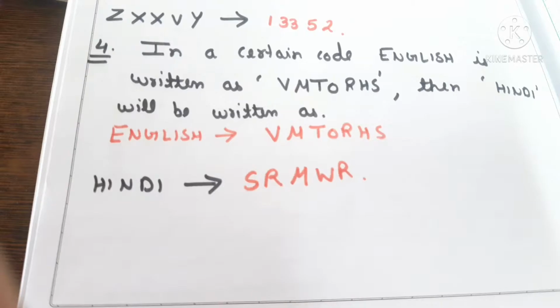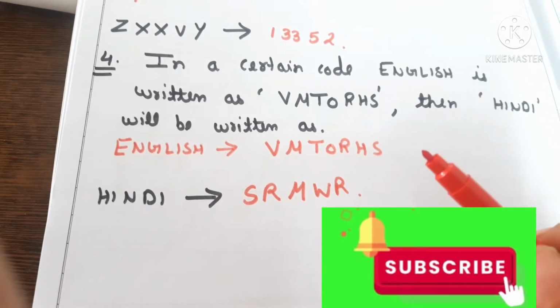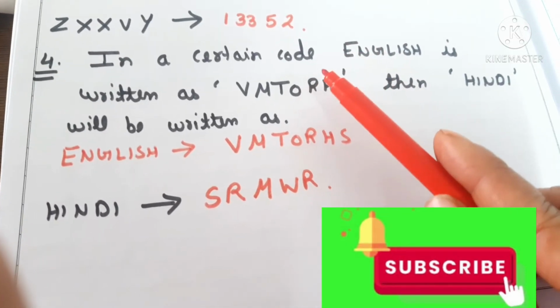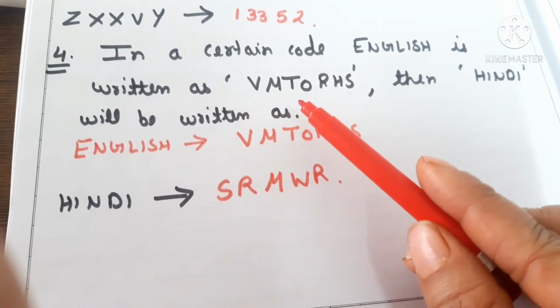Now move to your next question. In your next question, it is given that in a certain code, English is written as VMTORHS.